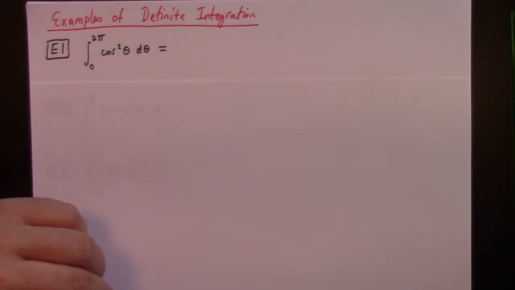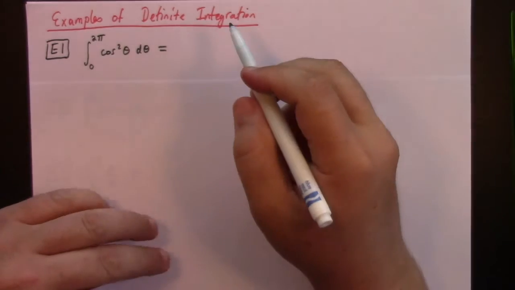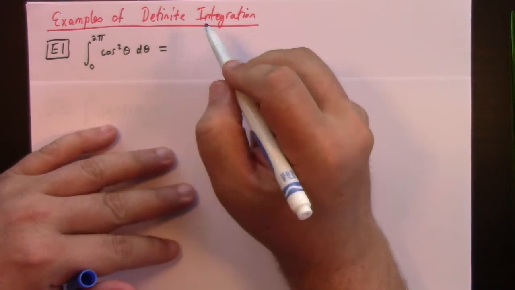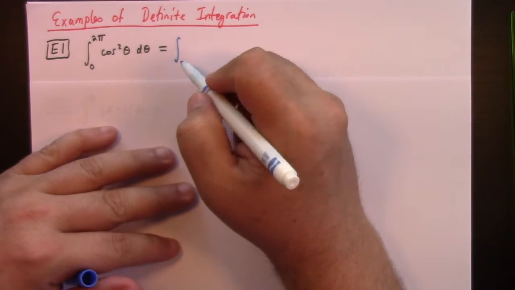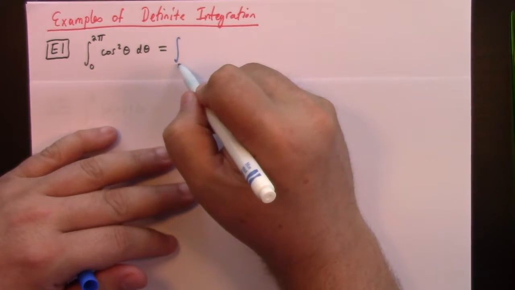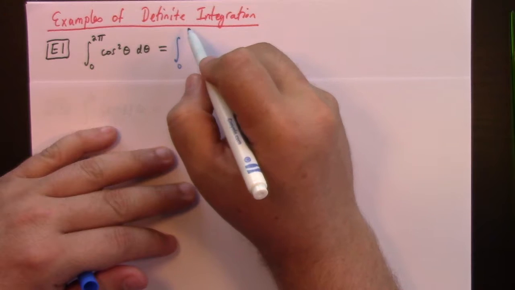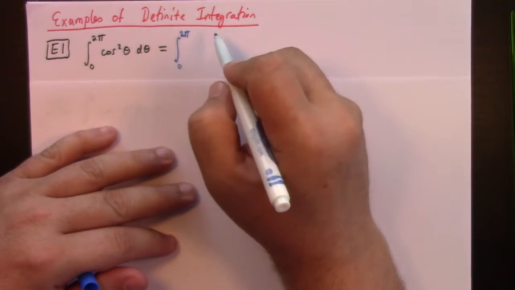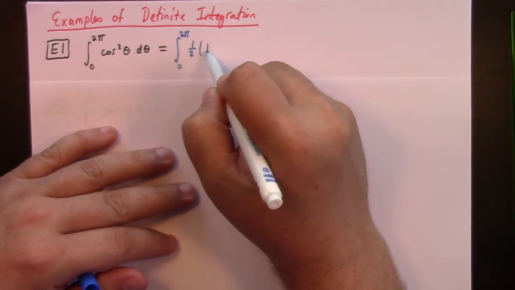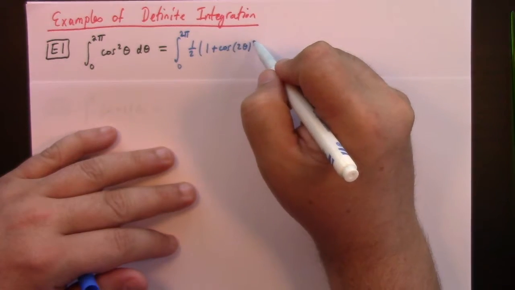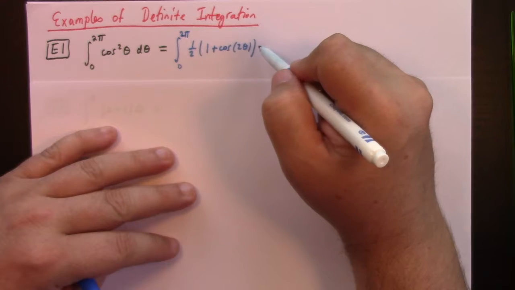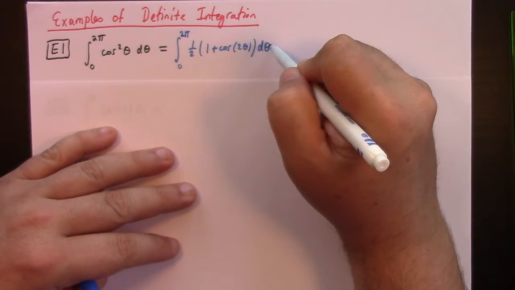Alright, let's look at some further examples of definite integration. Integral from 0 to 2 pi of cosine squared d theta. So we're going to put together some of the integration techniques we already know, use substitution basically, and integrals of trig functions. Integral from 0 to 2 pi. Alright, so this is 1/2 of what? 1 plus the cosine of 2 theta d theta, right?